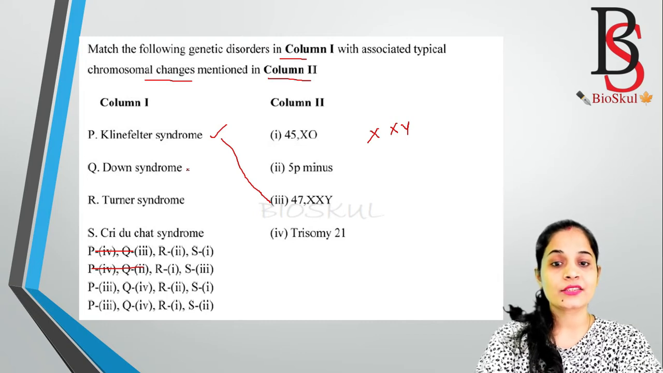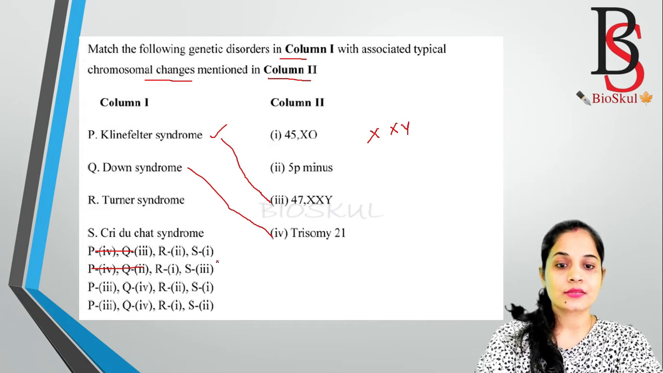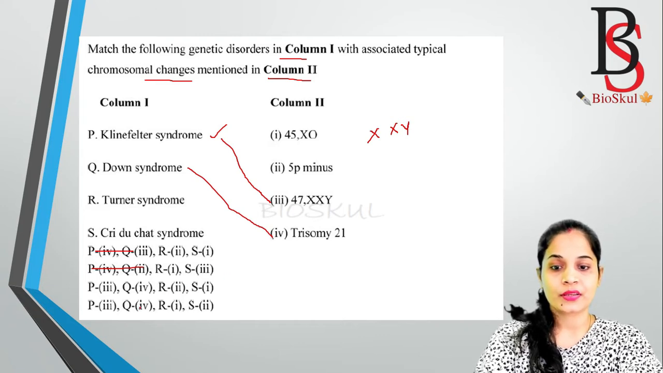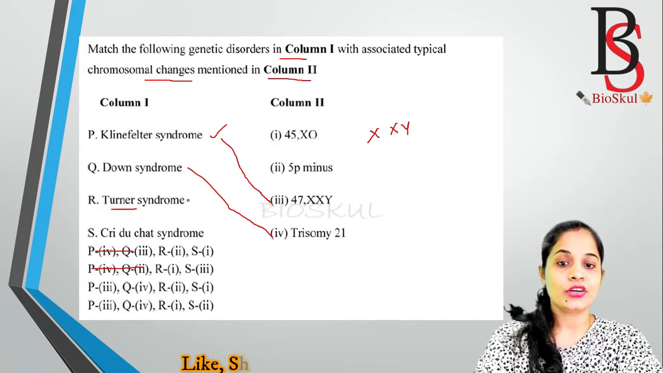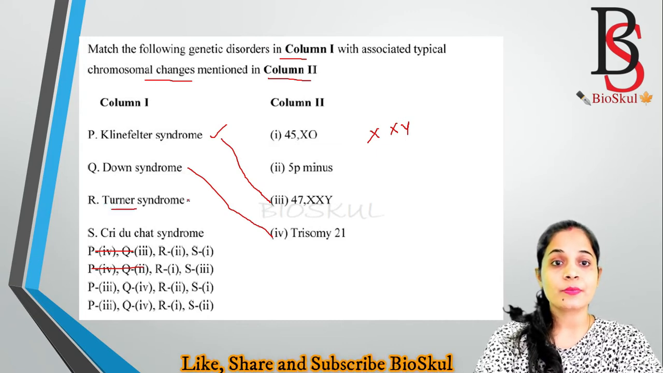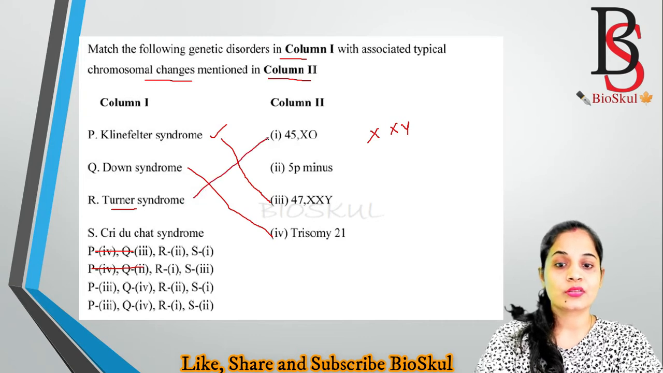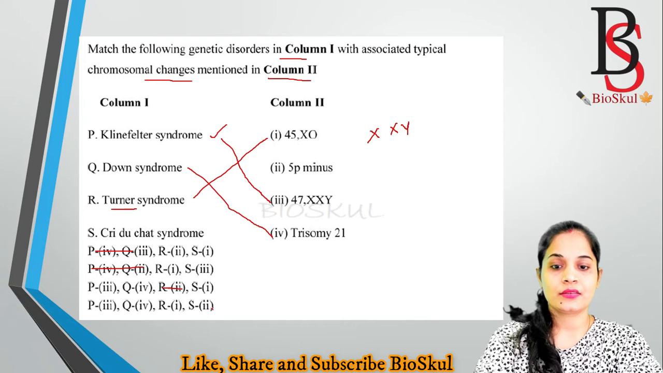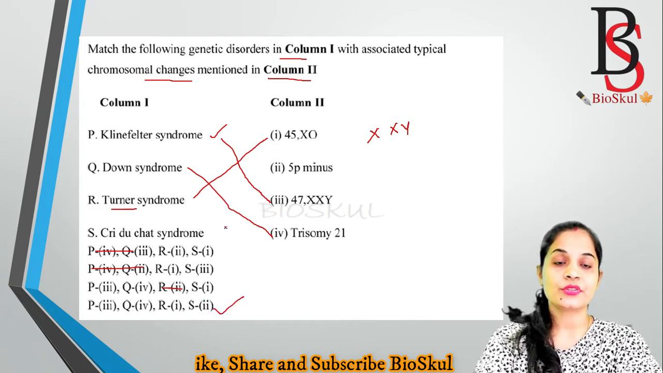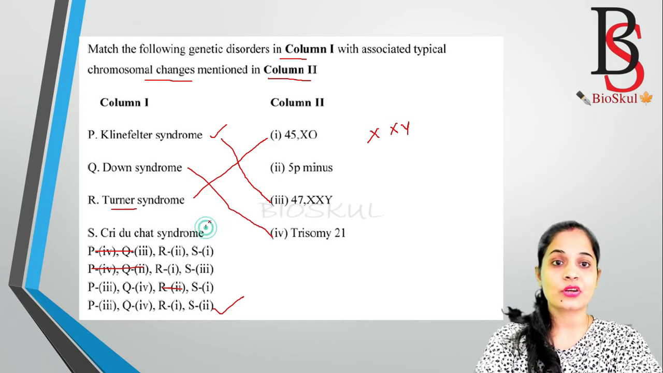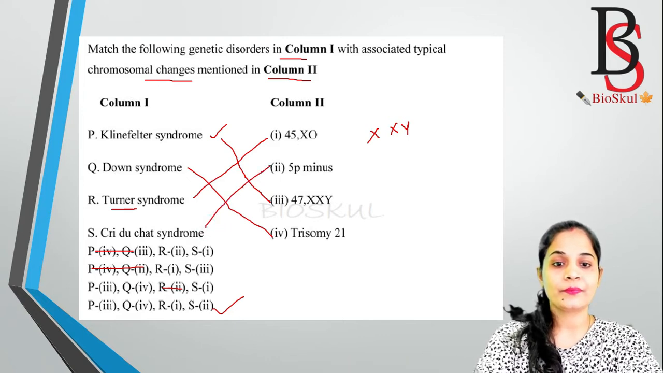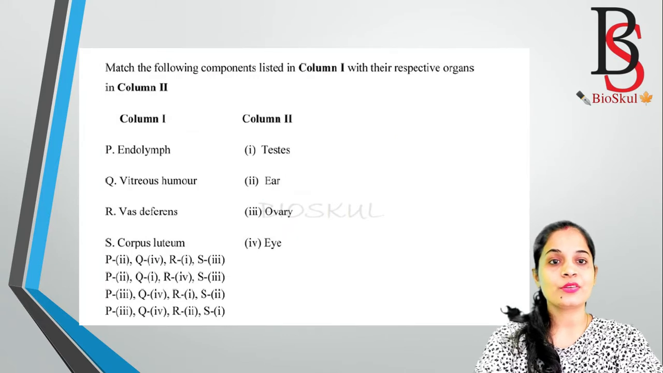Down syndrome is caused because of trisomy of chromosome number 21. So Q is 4. Both the options have Q as 4. So let's see R. Turner syndrome is caused because of presence of only one X chromosome. So it is 45,X0. R is 1. Okay, so let's cancel this one. The correct answer will be option 4. Cri-du-chat syndrome is caused because of the deletion of the short arm of chromosome number 5. So the correct answer will be option 4.